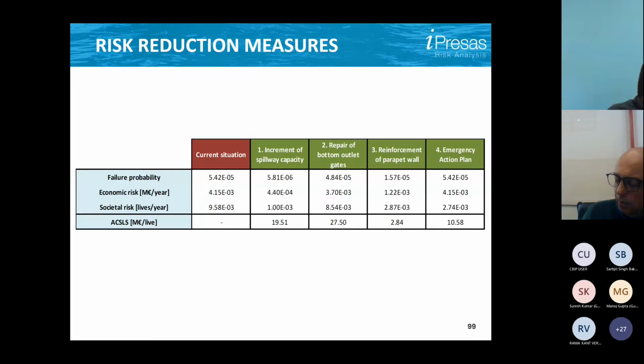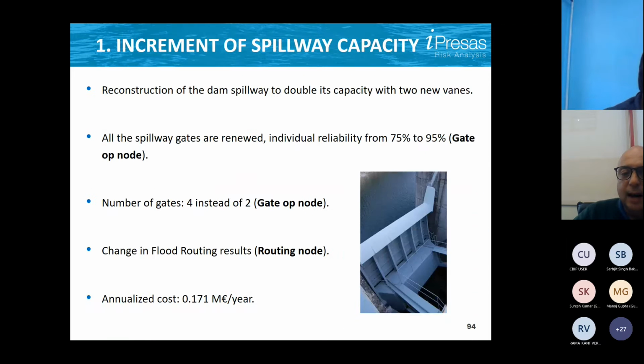And then we will check if we are doing the numbers properly, and then we will introduce the first action that will be enlarging the spillway, the intake, so that we can have 4 gates, and the 4 gates with a reliability of 95%, and then the annualized cost of that will be 171 millions of euros or dollars per year. It doesn't matter the units.